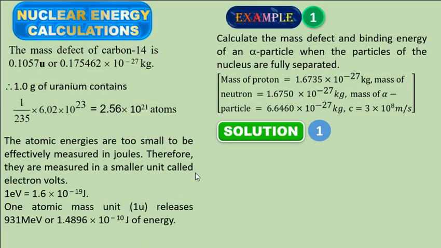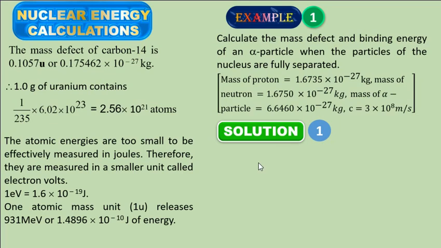Let us solve these questions now. So we are going to start by step number 1: add up the masses of the individual protons and neutrons. Then you will find the mass defect by subtracting the mass of the nucleus from the summation of the masses of the particles. And then we apply Einstein's mass-energy relationship to calculate the binding energy. Now let's do that.